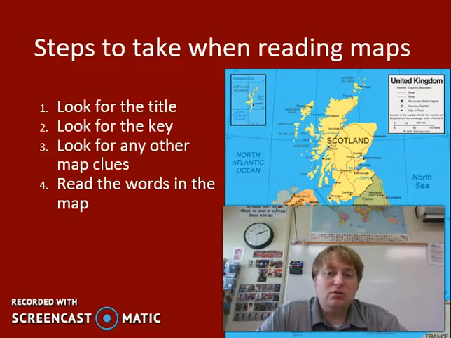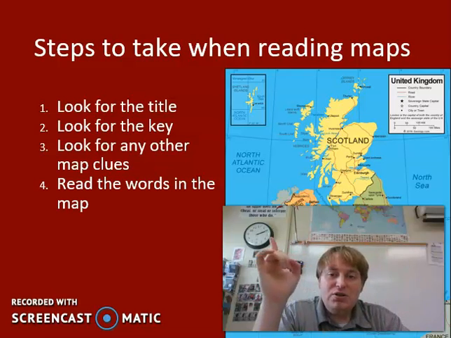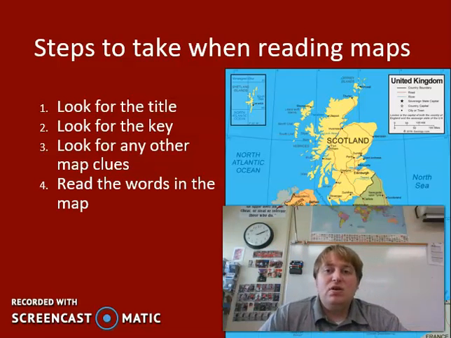Look for other map clues. You see in the map above me up here, you see North Atlantic Ocean. You see the North Sea. You see Scotland is labeled. Then you read the words on the map, which I just did. You can read the cities. You can see all that good stuff. So it's very, very important to look at these steps.